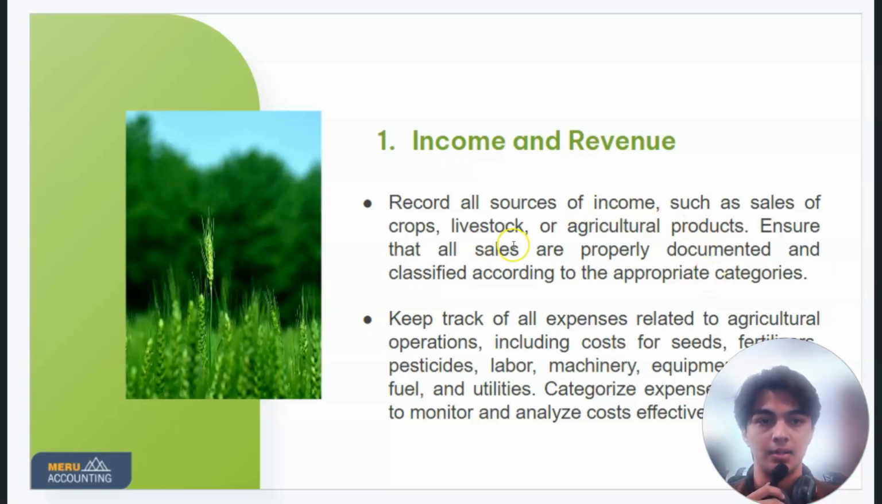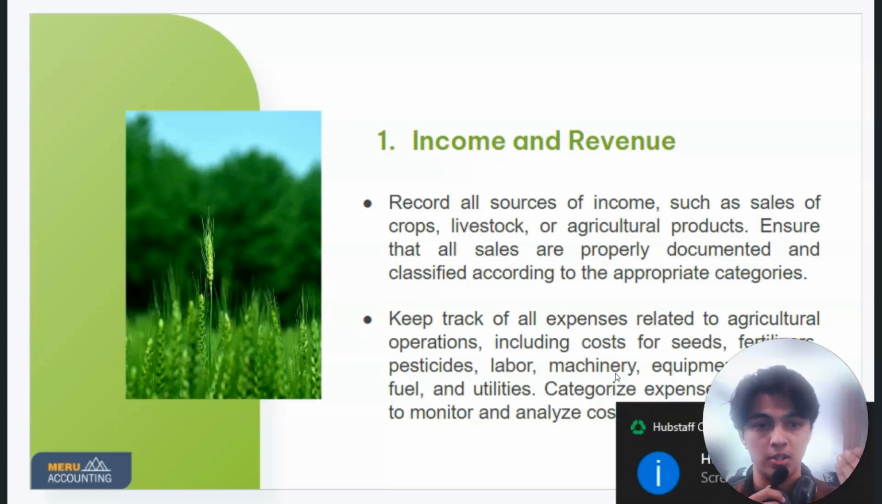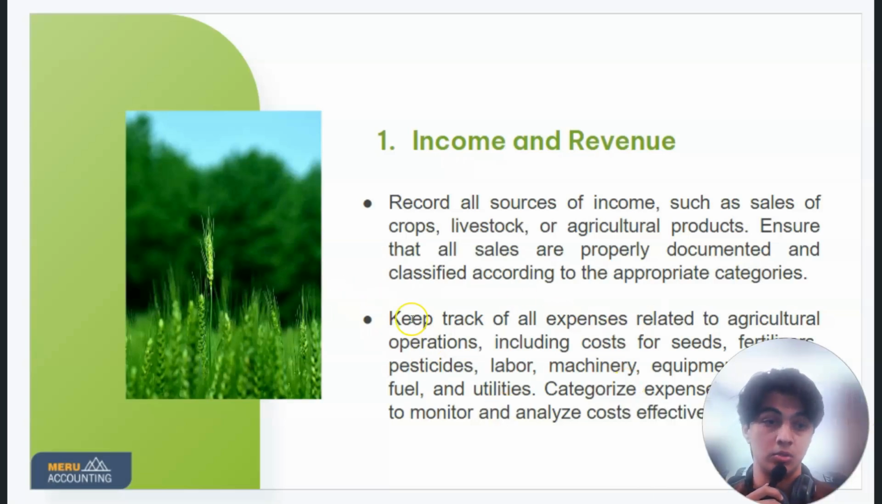Next, you have to keep track of all the expenses you are incurring in your agriculture business or operations. The expenses can be your cost for seeds, fertilizer cost if you are buying fertilizers, pesticide cost, labor cost if you have laborers in your fields, machinery cost and equipment cost, and if you have equipment or vehicles, then their repair cost, their maintenance cost, and other utilities. You also have to categorize all the expenses as per their categories.